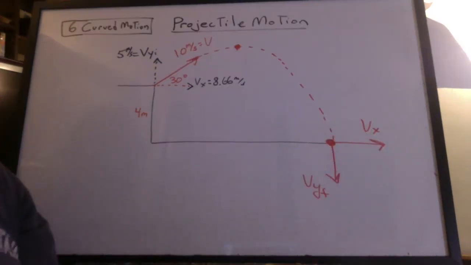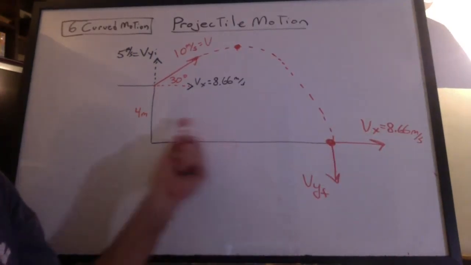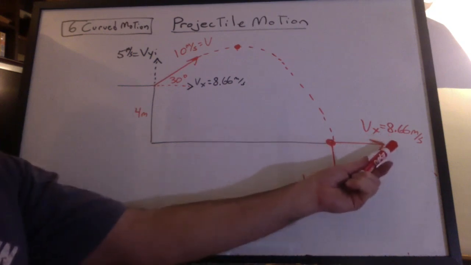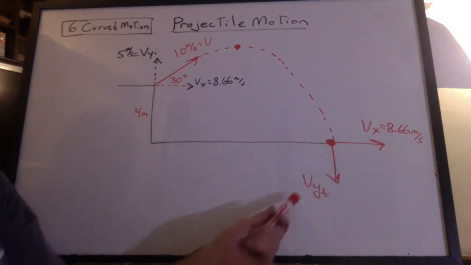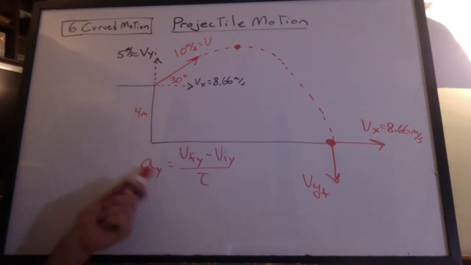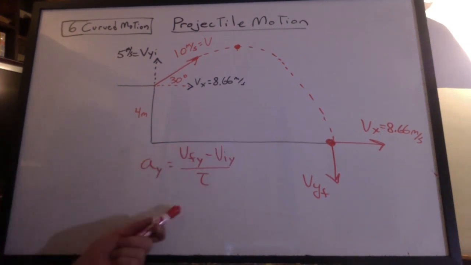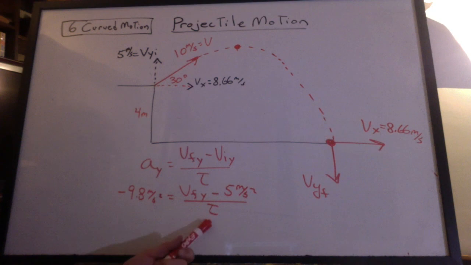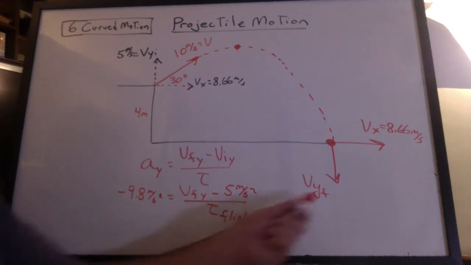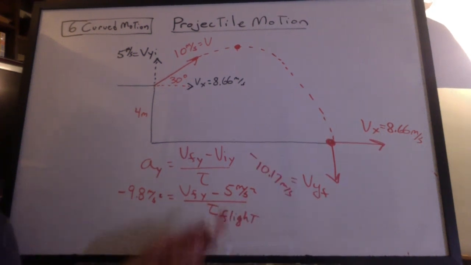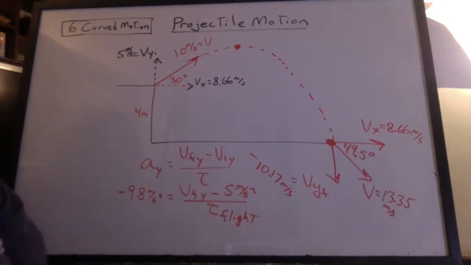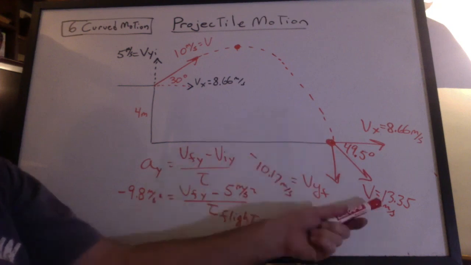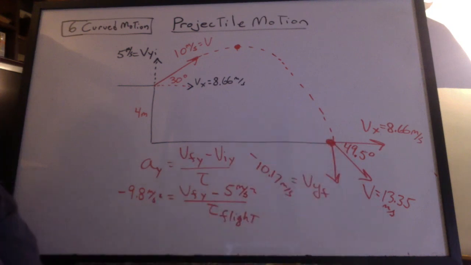What about the impact velocities? Of course, the horizontal velocity has never changed. It's still 8.66. But what about that guy? You could use the acceleration in the y direction. That's down, that's up, solve for the final velocity in the y direction. But that is the time of flight to get us to here. And we get a negative 10.17 meters per second. And we get 13.35 meters per second at 49.5 degrees below the horizontal.